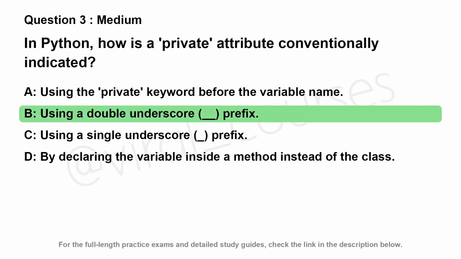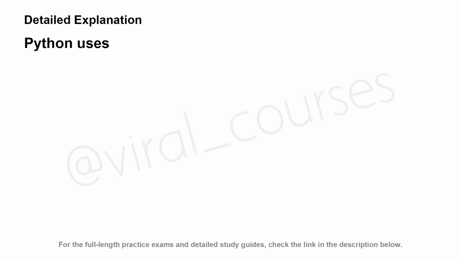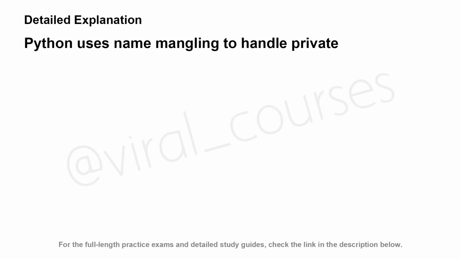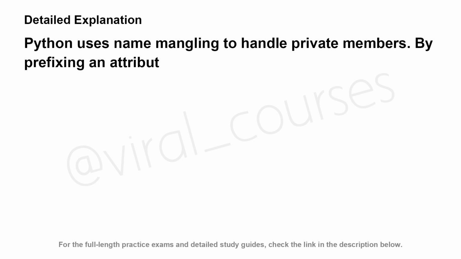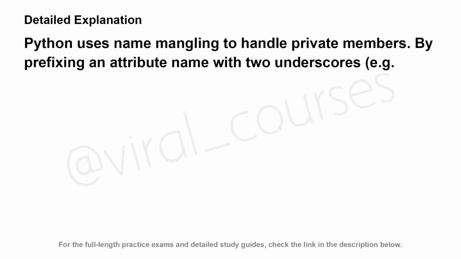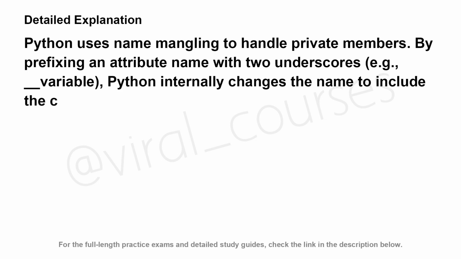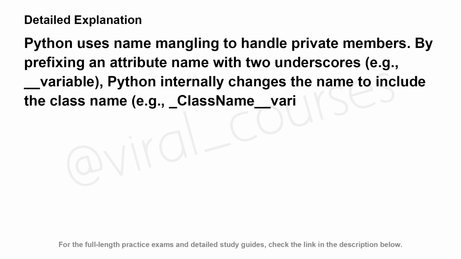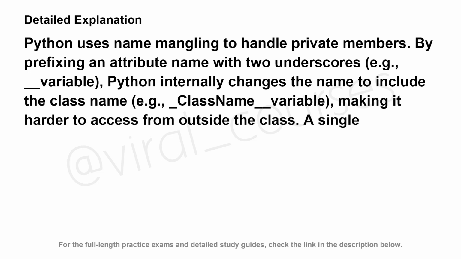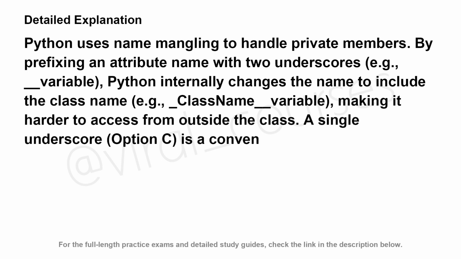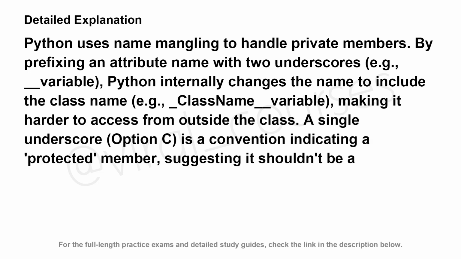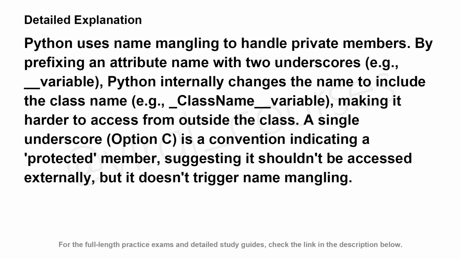The correct answer is B. Python uses name mangling to handle private members. By prefixing an attribute name with two underscores, e.g., __variable, Python internally changes the name to include the class name, e.g., _classname__variable, making it harder to access from outside the class. A single underscore, option C, is a convention indicating a protected member, suggesting it shouldn't be accessed externally, but it doesn't trigger name mangling.